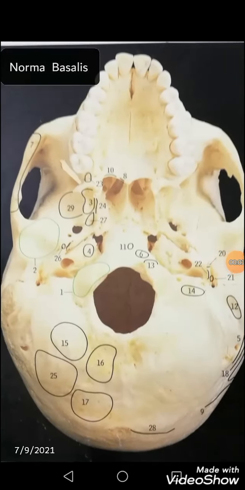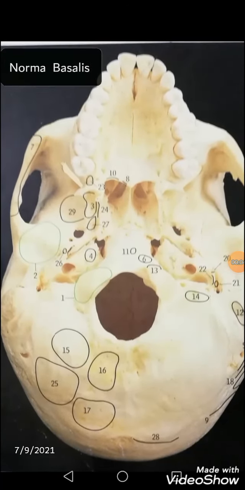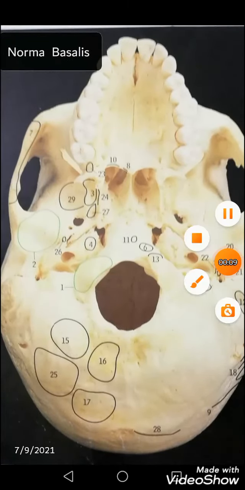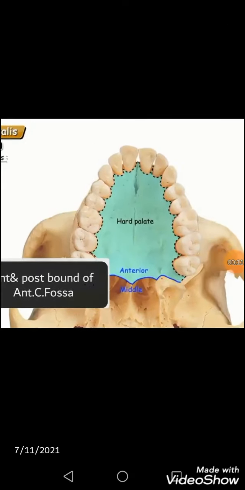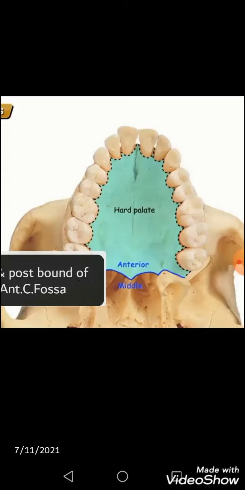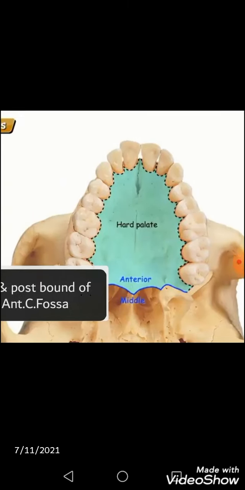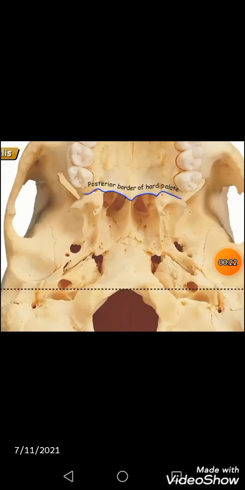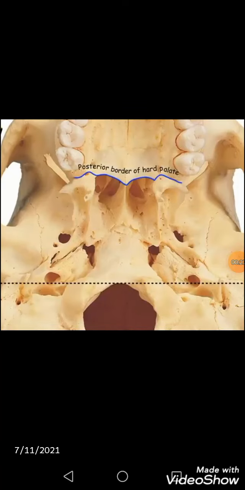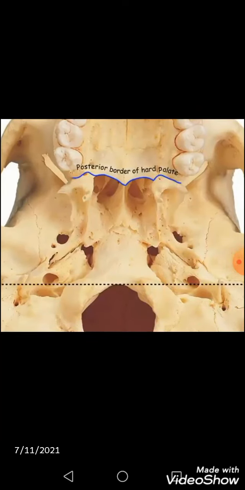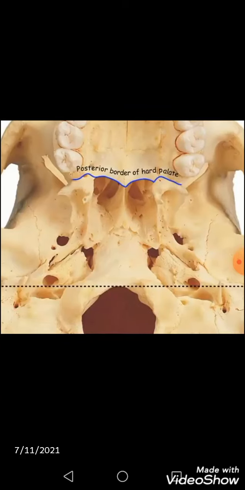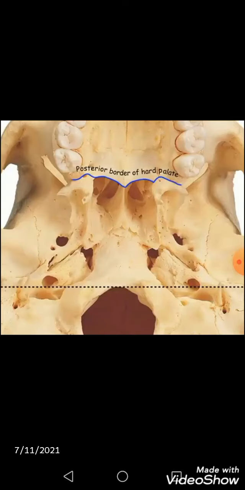Today we will discuss the Norma Basalis, and we divide it into three parts: the anterior part, the middle, and the posterior. Let's see. The anterior part is bounded anteriorly by the alveolar arches, and posteriorly it is bounded by the posterior margin of the hard palate. The middle part lies between the posterior border of the hard palate and an imaginary line running transversely, anterior to the foramen magnum, and the part posterior to that imaginary line is the posterior part.